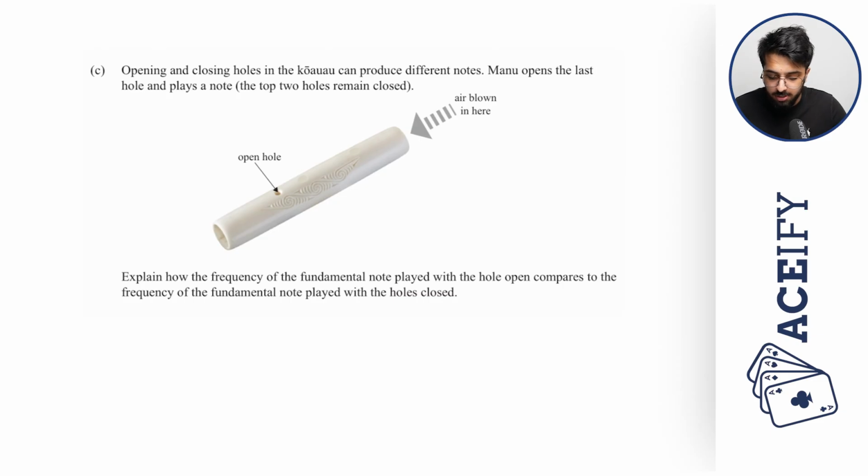Opening and closing the holes can produce different notes. Manu opens the last hole and plays a note. The top 2 holes remain closed. Explain how the frequency of the fundamental note played with the hole open compares to the frequency of the fundamental note played with the hole closed.